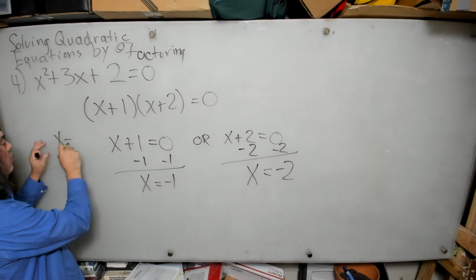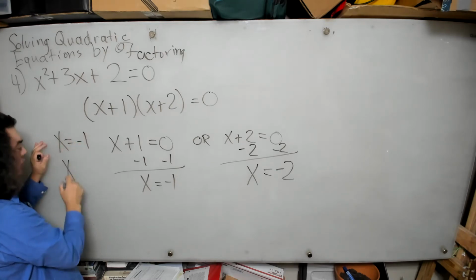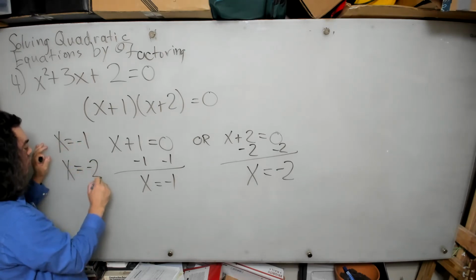Okay? And so our claim now is that these are our two solutions. So either x is equal to negative 1 or x is equal to negative 2. Okay?